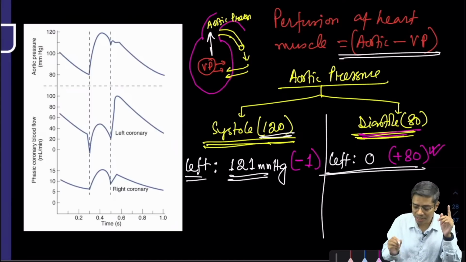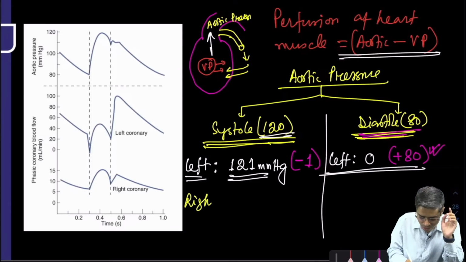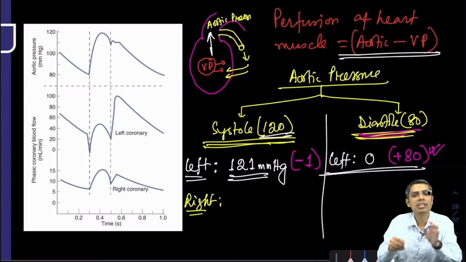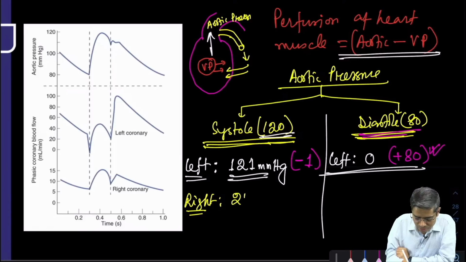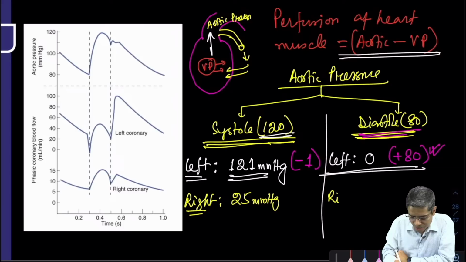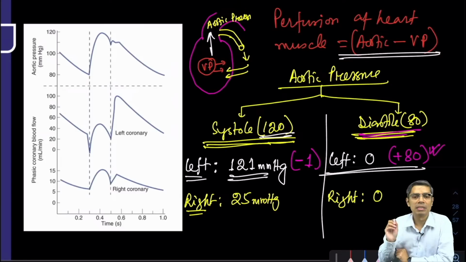But you think of right ventricle, that is completely different. So, for right ventricle, what is the maximum ventricular pressure during systole? Could you tell me? What is the maximum ventricular pressure in the right ventricle during systole? That is 25 millimeter of mercury. Okay. And for right ventricle, what is the minimum pressure during diastole? That is 0 millimeter of mercury.